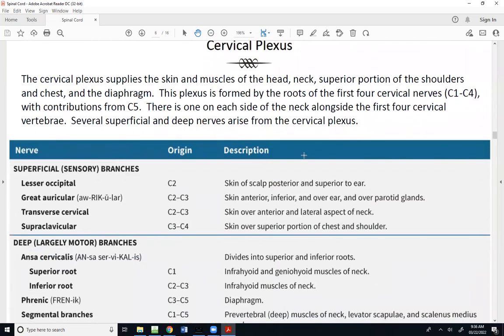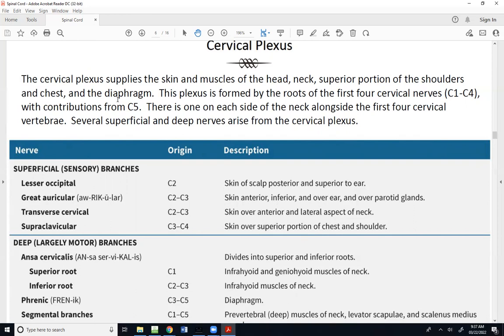The cervical plexus supplies the skin and muscles of the head, the neck, superior portions of our shoulders, as well as the chest and the diaphragm. In other words, the cervical plexus, which is up there in your neck, is going to supply a lot of the area around your neck, like your head, your shoulders, and the upper chest. But also, which seems weird, the diaphragm, the muscle that we previously learned about that is responsible for us being able to breathe. There's one specific nerve that's going to innervate that diaphragm, and I'll talk about that in a second.